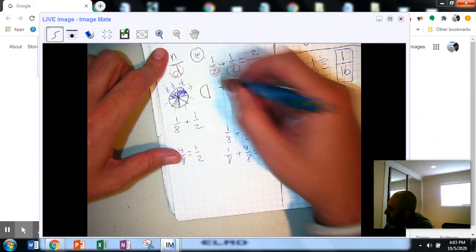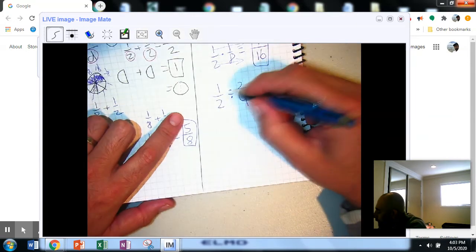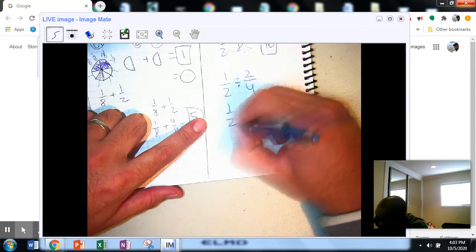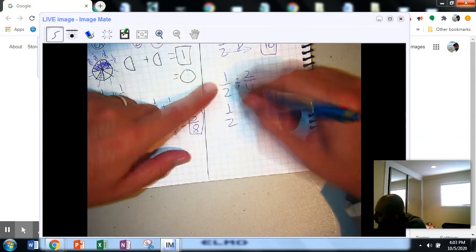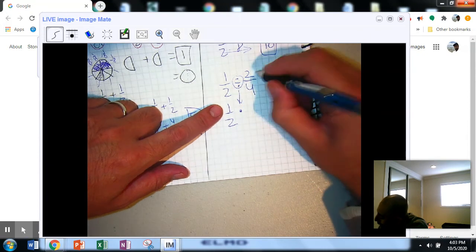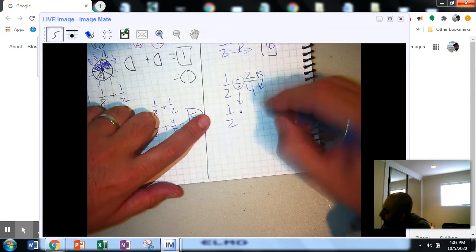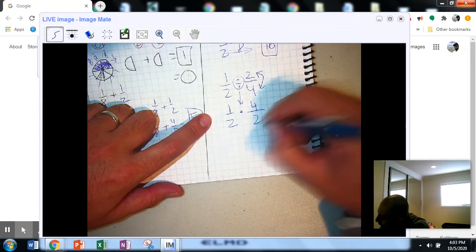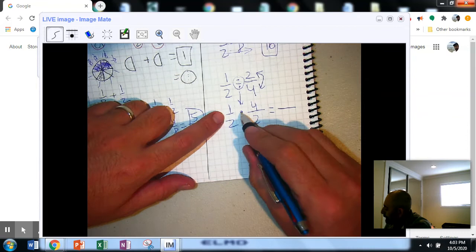The way I'm showing you these calculations, there's no special algorithm for dividing 1/2 by 2/4. The method we decided to use: you leave the first one alone. You change the division to multiplication, and then you flip this guy. You use its reciprocal, which means you flip it. So the 4's on the bottom, now it's on the top. The 2's on the top, now it's on the bottom.